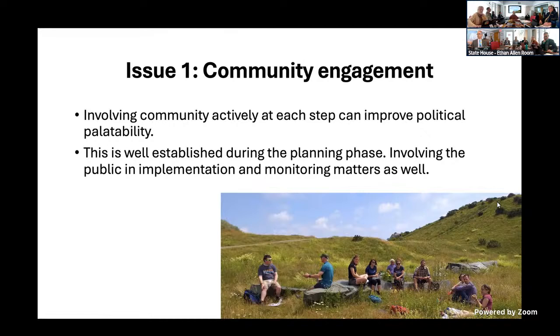It's fairly common now for a restoration project to engage with the community before it starts and right during the initial burst of it, to try to make a receptive community for it, but involving the public during implementation, during monitoring, and into the further future than just what we're doing at the beginning mattered a lot.